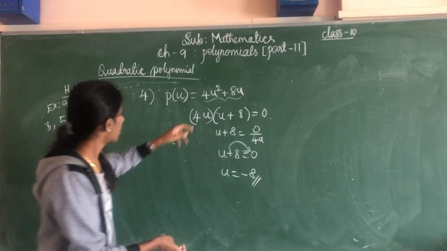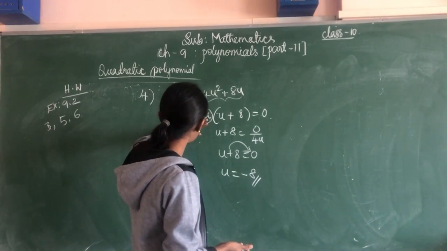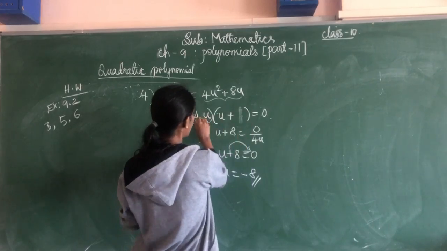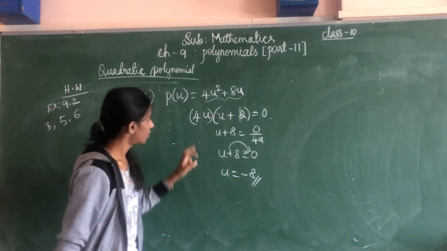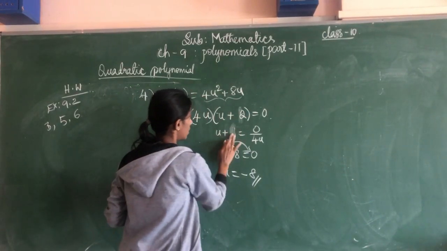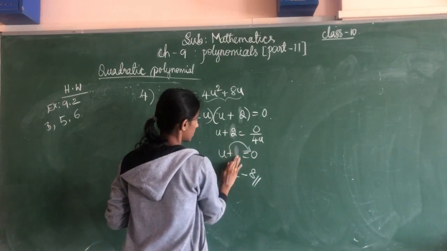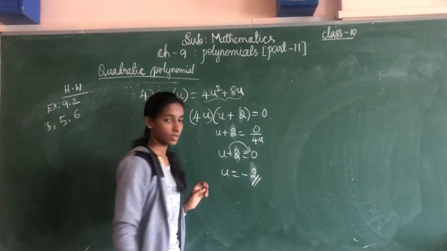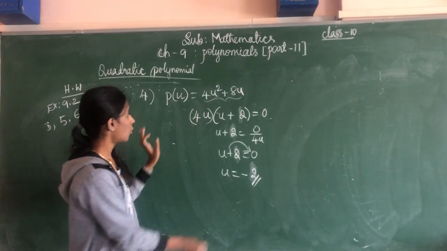We'll check. If I take 4 as common, the remainder is 2, right? 4 into 2 is 8. So it is 2, u plus 2. It is also 2. So 1 is 2, okay? Hope you have understood, children.